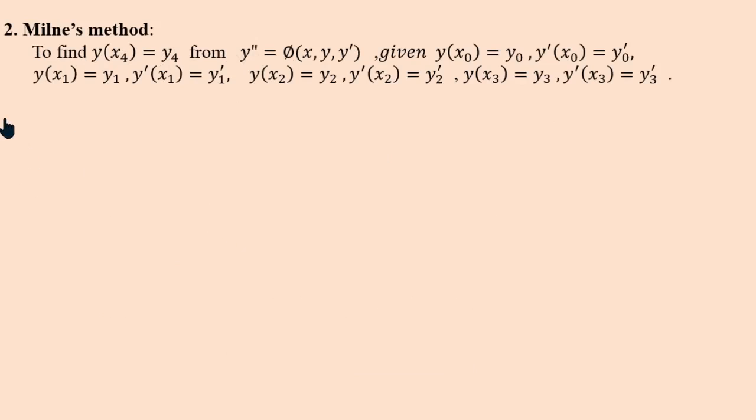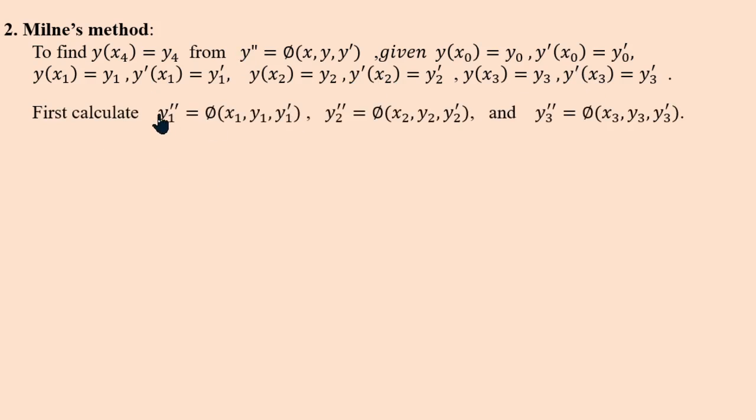Next one is Milne's method. So you know, in Milne's method, first initial four values are given. Then how can we find the fifth value? That means y at x4, y4. To find y at x4, that is y4, from y double dash equal to phi of x, y, y dash. Four values of y and four values of y dash are given: y at x0, y at x1, y at x2, y at x3, and similarly y dash at x0, x1, x2, x3 are given.